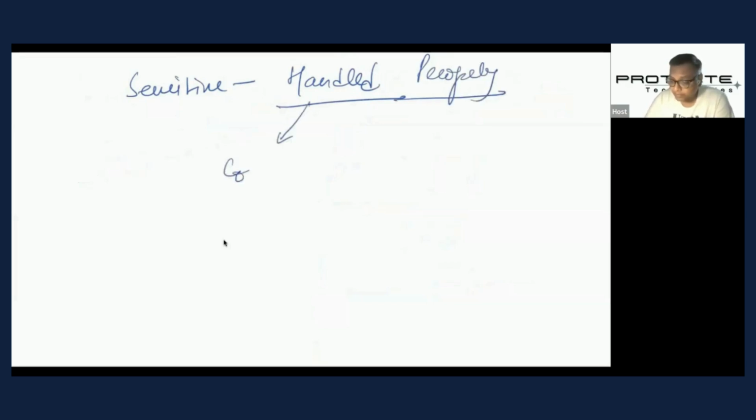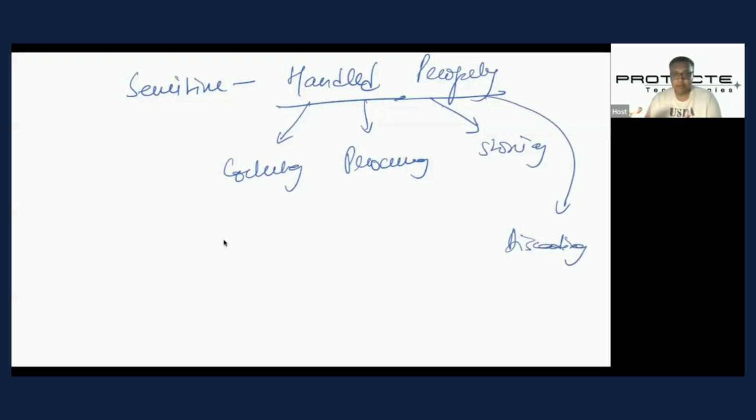Now, once you want to protect data, if it is sensitive data, it needs to be handled in a proper manner. It needs to be handled properly even when you are collecting it, when you are processing it, when you are storing it, and even when you are discarding it. That means if you're collecting some PII data from me, you're going to collect it, then process it, then store it, and finally, when you don't require it, you're going to destroy it. This is the data life cycle.